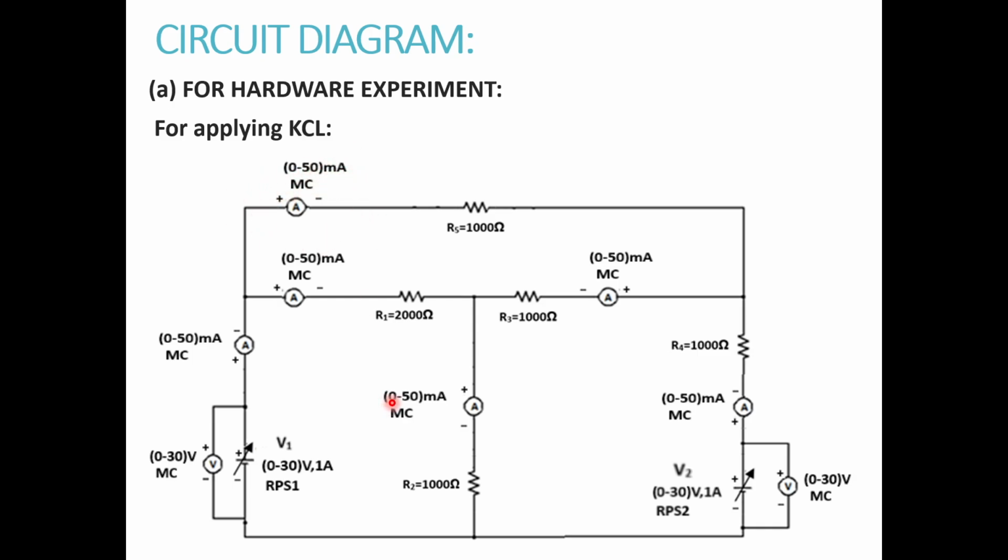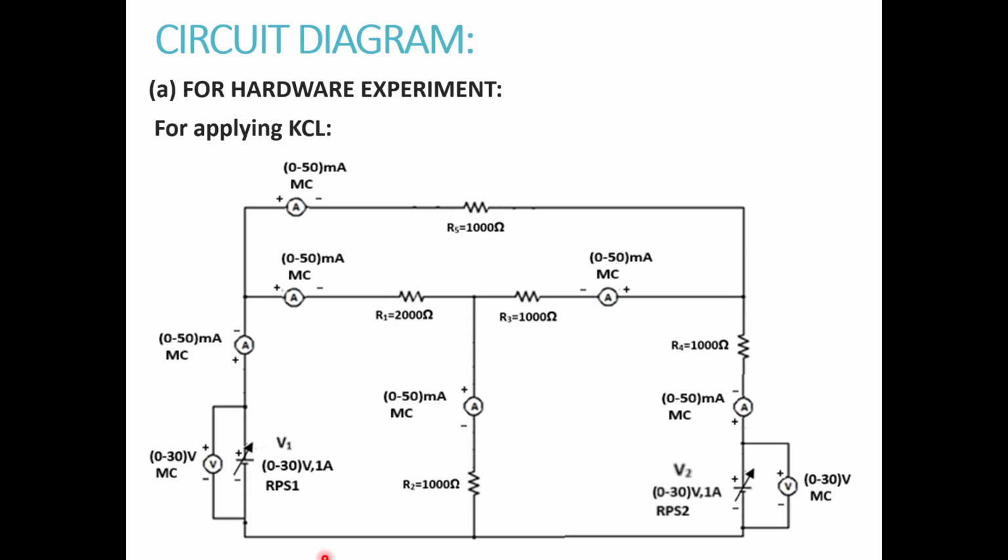Here in series to 1000 ohms, we have connected an ammeter of range 0 to 50 milliamperes, moving coil type. Similarly, in series to each of the other 1000 ohms resistors, we have connected an ammeter of range 0 to 50 milliamperes, moving coil type. Across this RPS 2, a voltmeter is connected of range 0 to 30 volts, moving coil type.